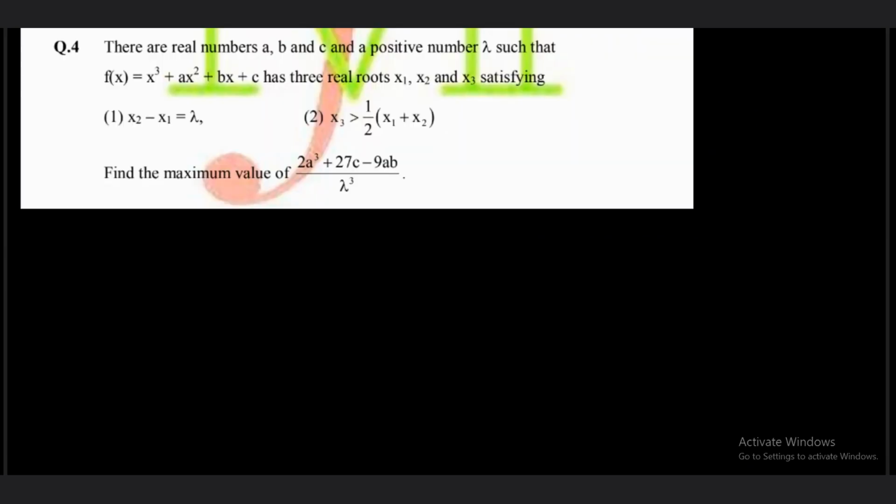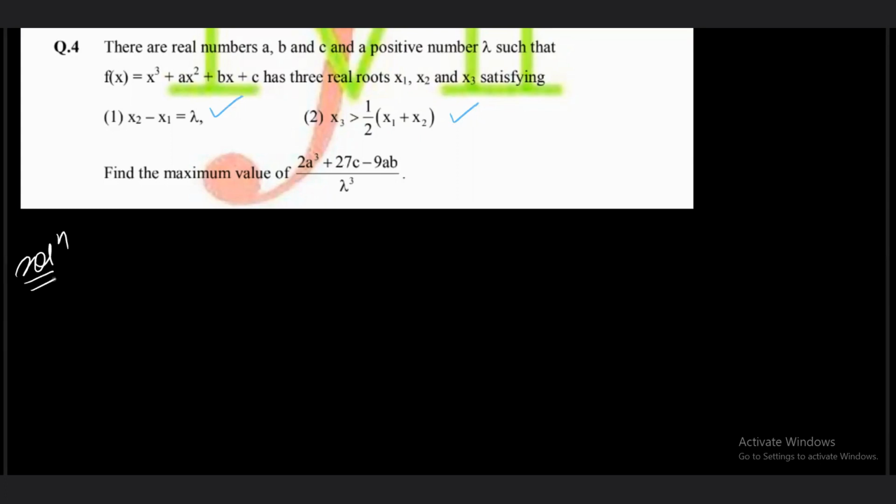There are real numbers a, b, c and a positive number lambda such that f of x is equal to x cube plus ax squared plus bx plus c has three real roots x1, x2, x3, satisfying the first condition and the second one. Then find the maximum value of (2a cube plus 27c minus 9ab) upon lambda cube.